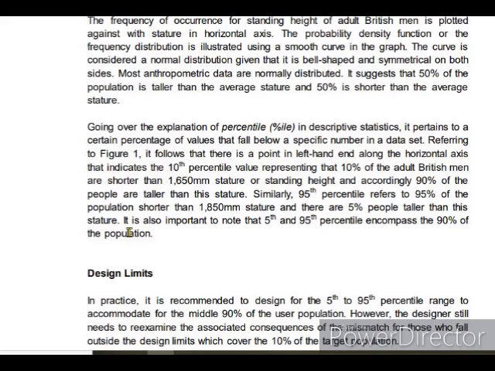So these measurements, this percentile is just taken from this graph. Okay, do you recall our topic about percentiles, getting the percentiles of data in the graph? So that's it. Similarly, the 95th percentile refers to 95% of the population being shorter than 1,850 millimeters stature, and there are 5% of people taller than this stature. It is also important to note that the 5th and 95th percentile encompass 90% of the population.